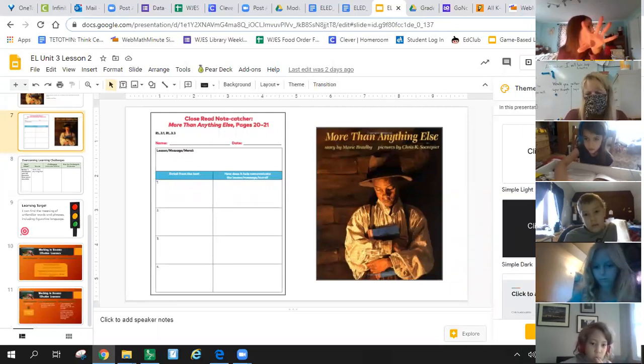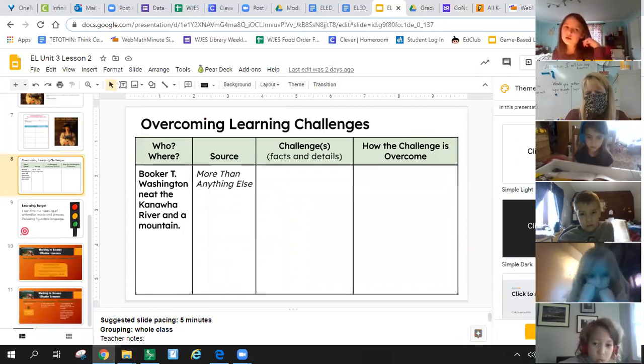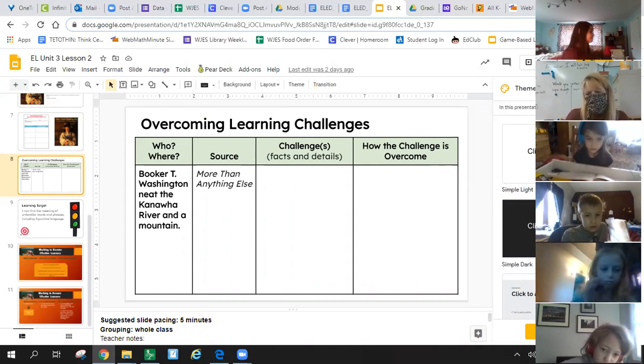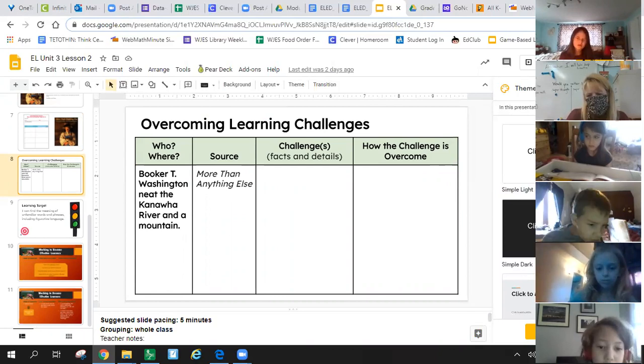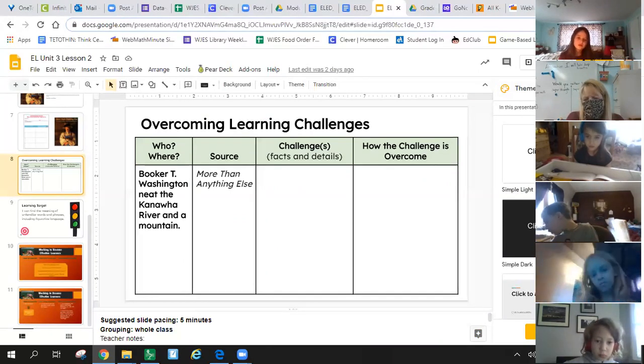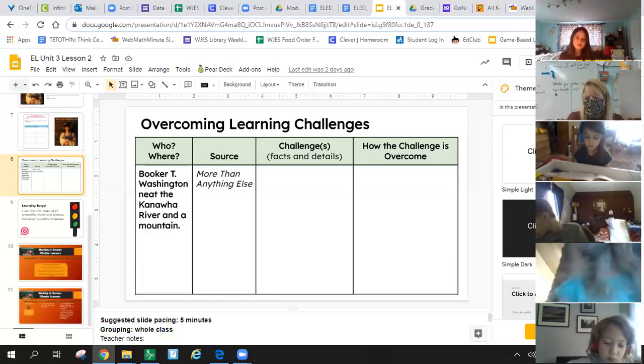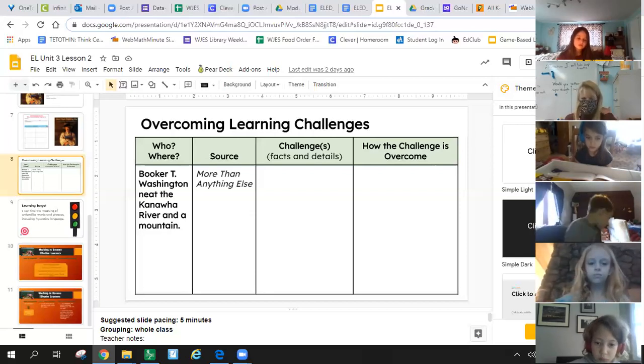So if we have this chart here, the who and the where, Booker T. Washington, here the Kanawha River and a mountain, our source is more than anything else. What were the challenges that he had? Who can say the sentence what his challenge was? Madison. His challenge was that he couldn't read, and he didn't believe in himself that he could read. Okay, well, I think we found out that he did eventually believe. He just needed some help, though, right?